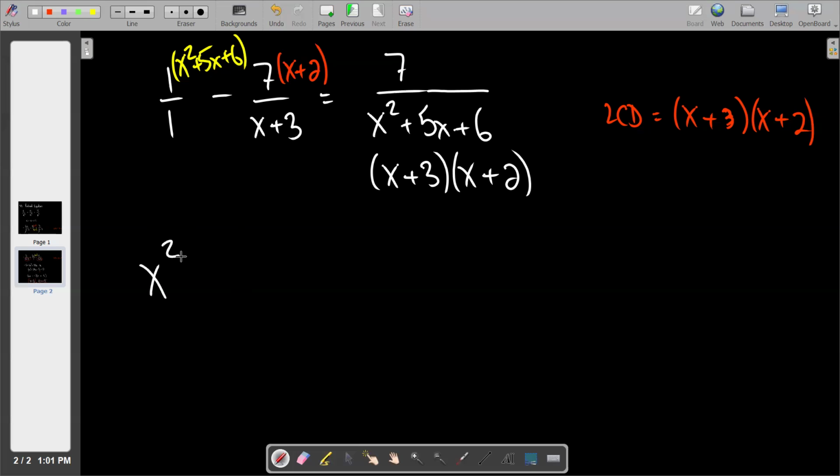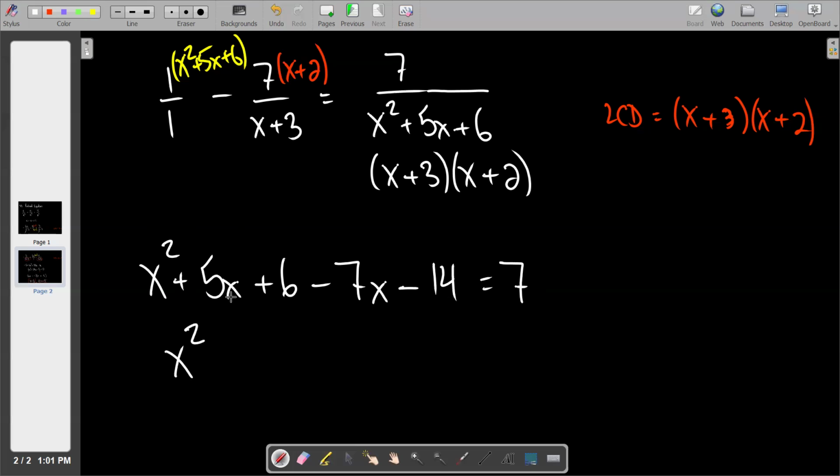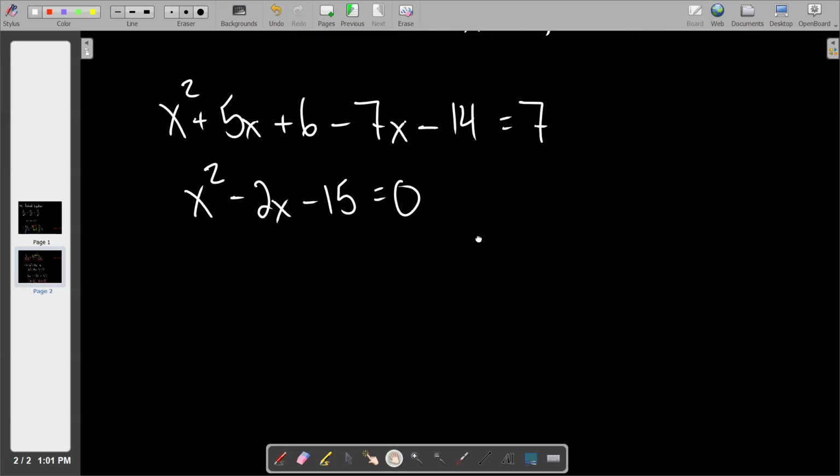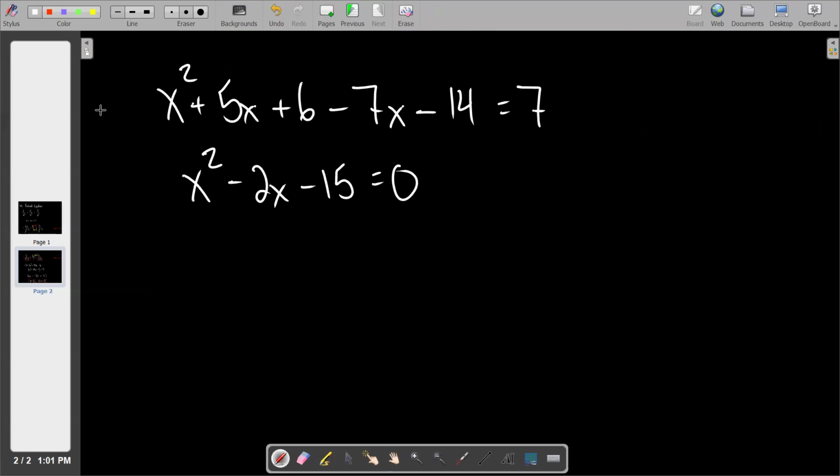So you want to finish? Okay, so we're going to get x squared plus 5x plus 6 minus 7x minus 14. You with me? And then we're going to get x squared minus 2x minus 15, I believe is how that math all checks out. Combining your x's and then moving the 7 over and combining all, I think you wind up at this. So then now it's time to factor again because we need to expose our answers.